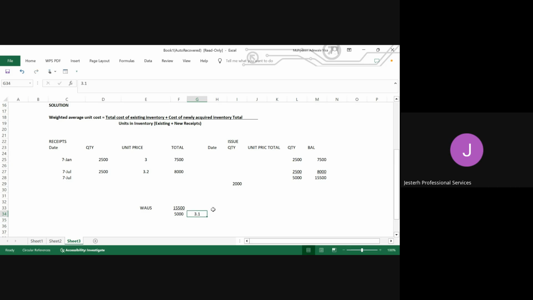It means whenever we are issuing out this 2,000 quantity, it should be issued out at 3 naira 1 kobo. Now, what we are going to do, we just multiply these 2,000 units multiplied by 3 naira 1 kobo. Now, this is the value of what we issue out.